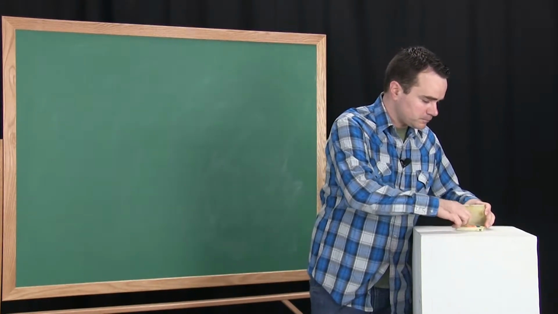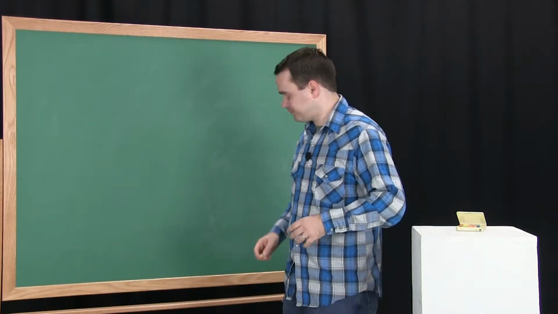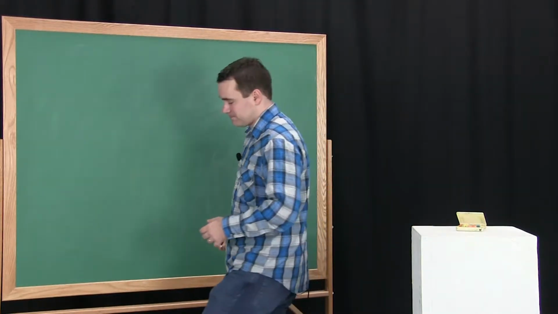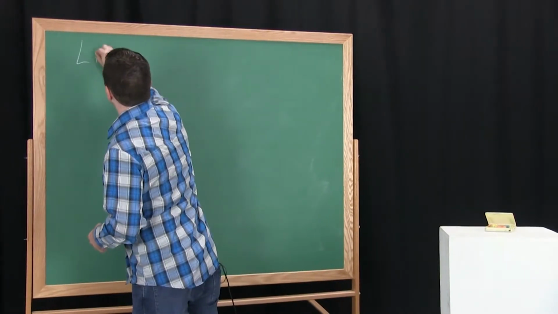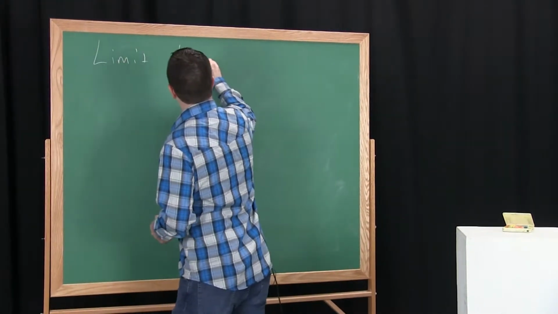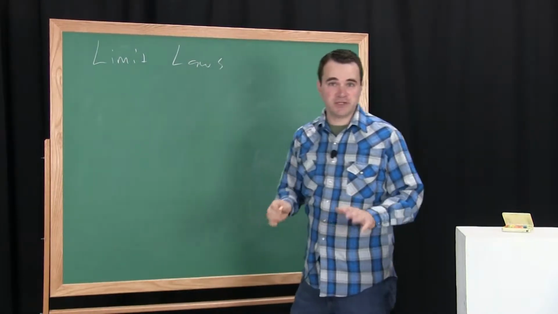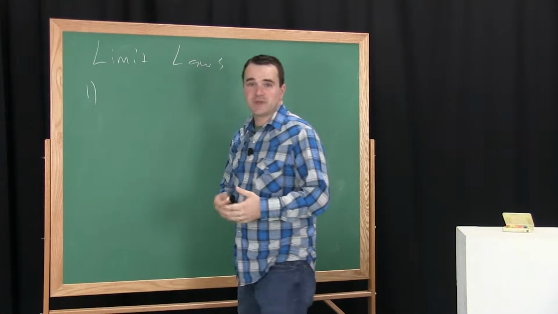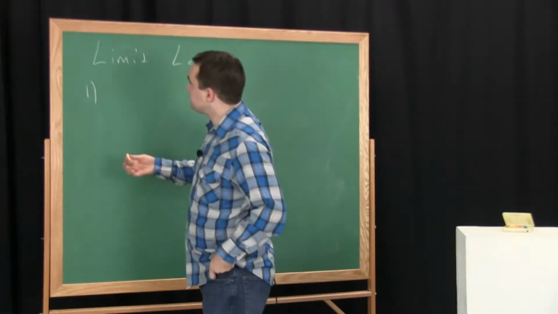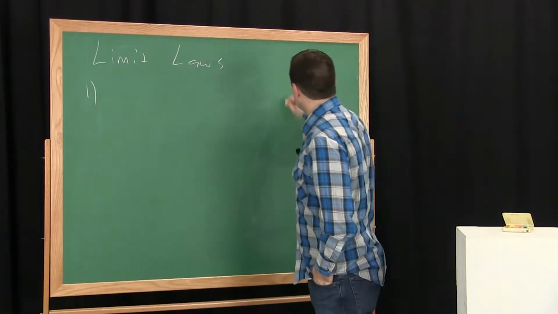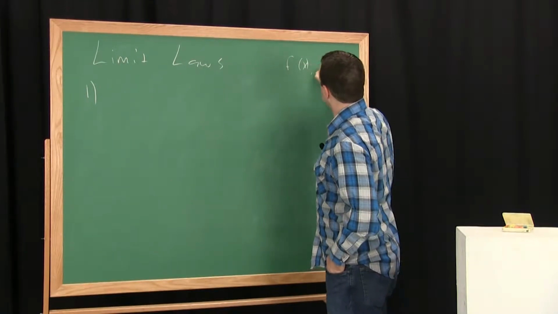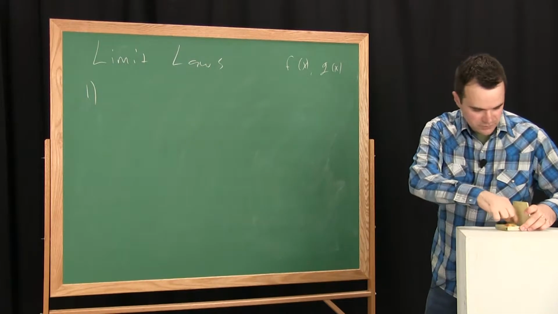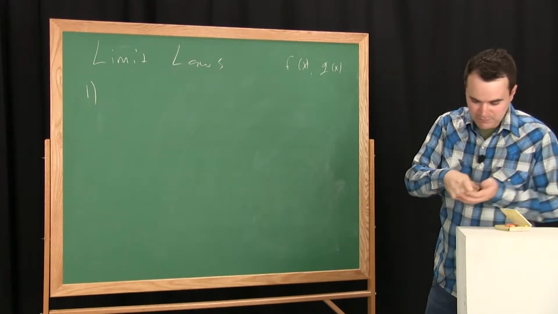helpful. So first I want to just dive right in and go through a couple of them and tell you why we care. So here's limit laws. And so there's a bunch of them, so bear with me. So first we have the sum law, which says if you take two functions, maybe call them f of x, g of x, and I'll draw some graphs that these might look like.